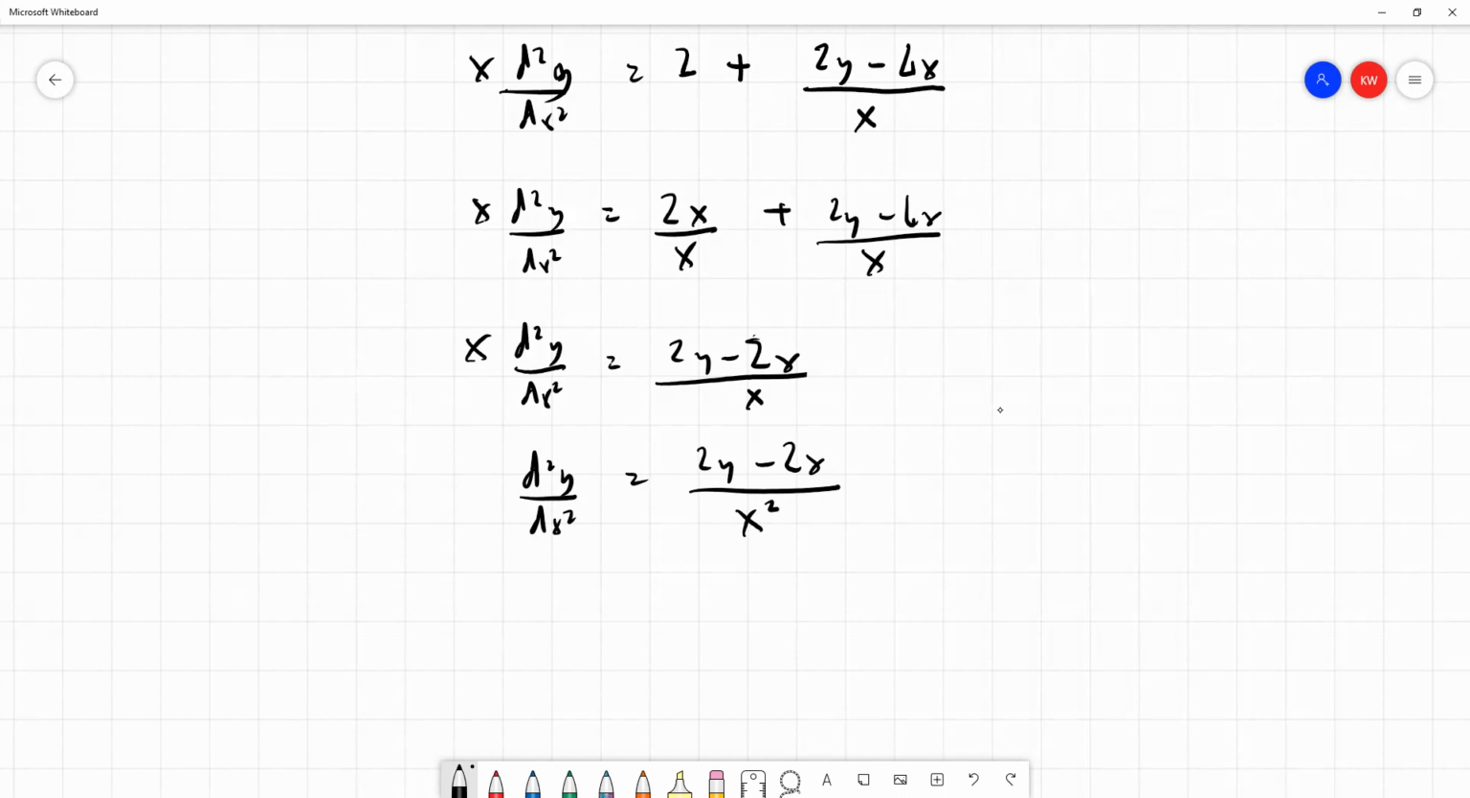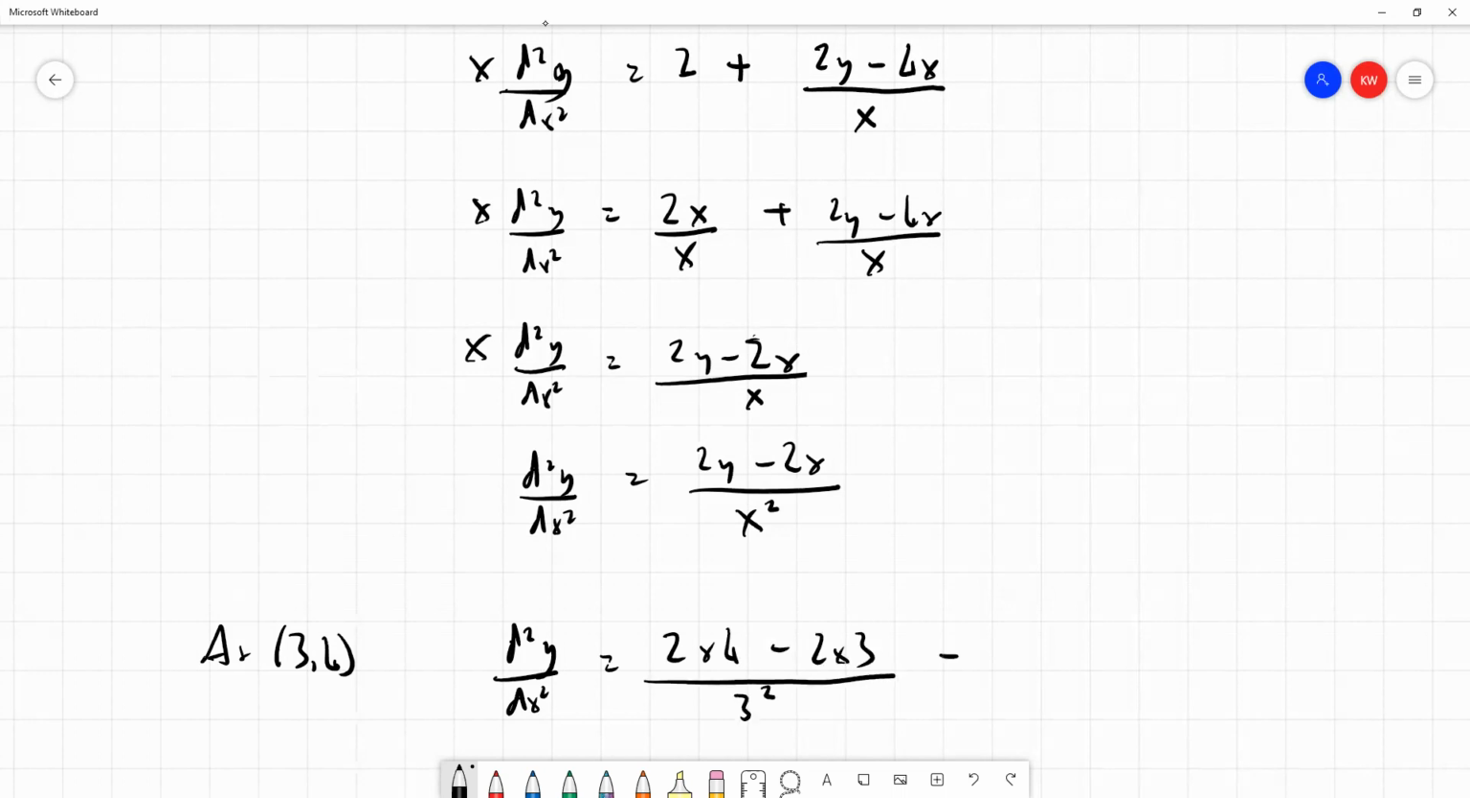And that's a much nicer expression to end with. And if we were doing the question where we weren't working out the value, we'd want it to look something like this. But we are working out the value. So at the point (3, 4), d squared y by dx squared is equal to (2 times 4 minus 2 times 3) divided by 3 squared, which is equal to (8 minus 6) over 9, equal to 2 over 9. And that answers the question about what the second derivative is at the point (3, 4).